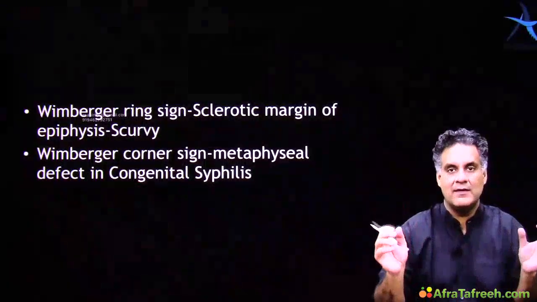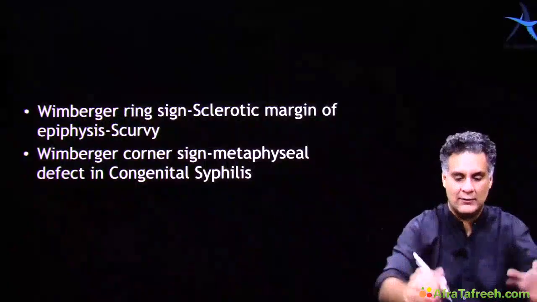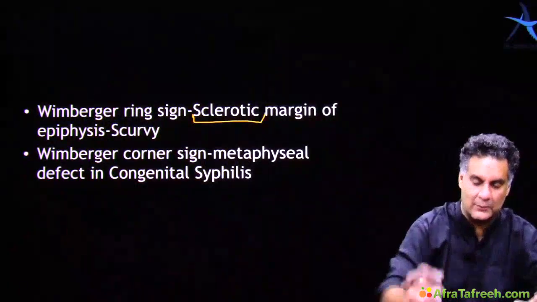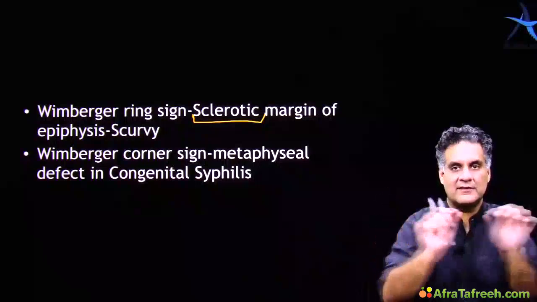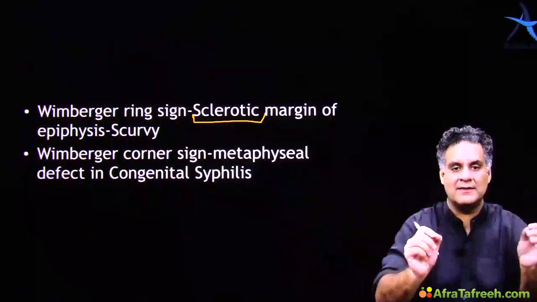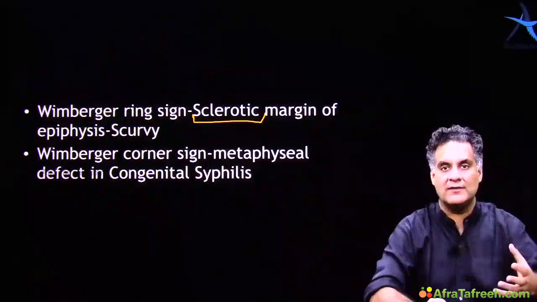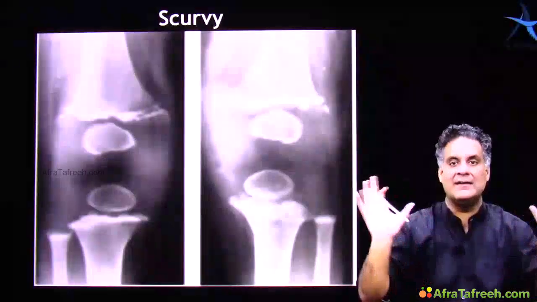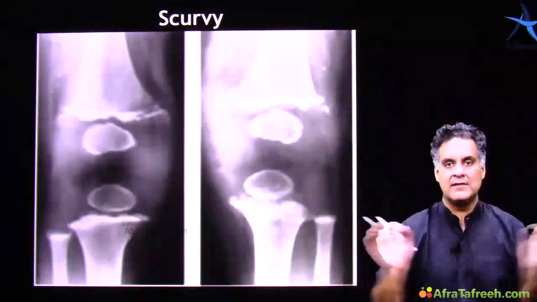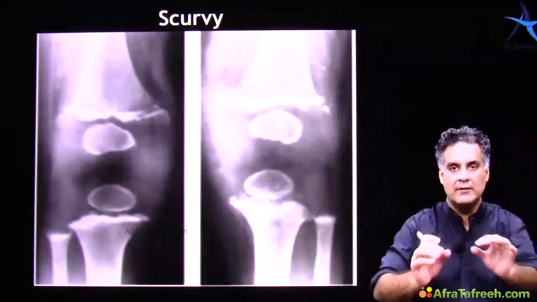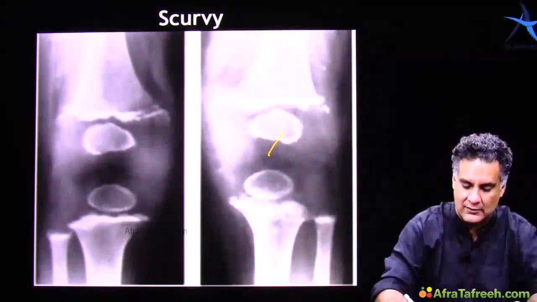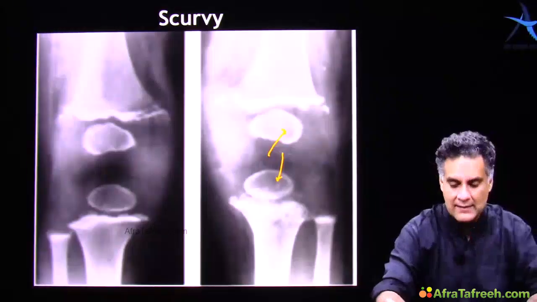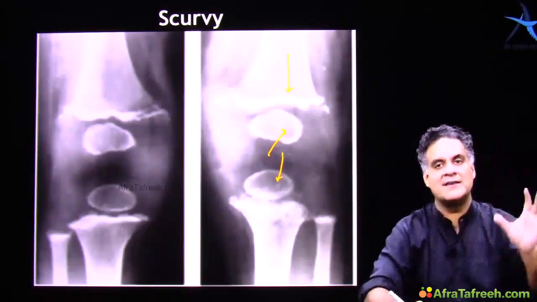So scurvy, Wimberger ring sign, sclerotic margins of epiphysis. Remember the word sclerotic. So in scurvy, sclerotic margin of epiphysis is called as Wimberger ring sign. A synonymous Wimberger corner sign is seen in metaphyseal defect in syphilis. Now this is scurvy, whitening; rickets, widening. So in scurvy, this is called the Wimberger ring sign. And then white line of Frankel is always seen in scurvy.